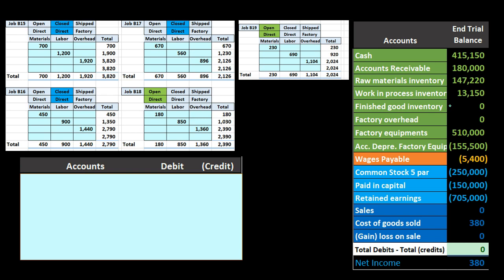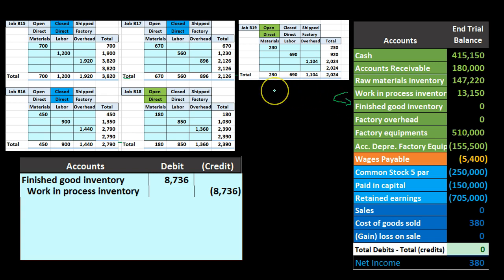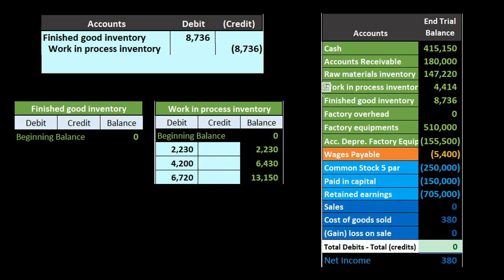It needs to go up, so we're going to do the same thing to it as its normal balance, which is a debit. So we're going to go ahead and debit the finished goods inventory for that $8,736, the sum of these 3 jobs. And then we're going to credit the work in process for that $8,736, just moving that number from here to here. Again, the difficult part being us making sure that we have the correct supporting documentation with the jobs to support both the work in process now and the finished goods accounts.